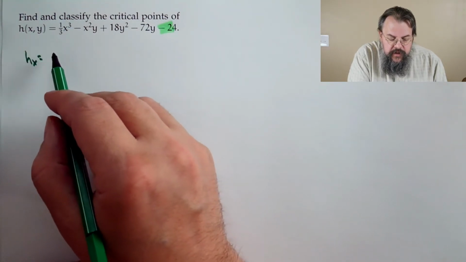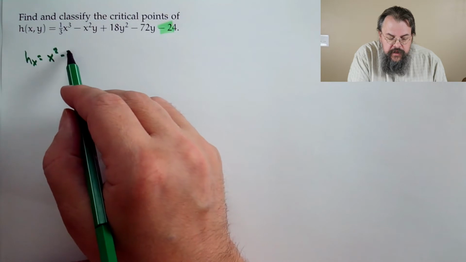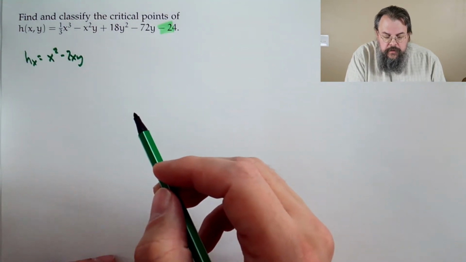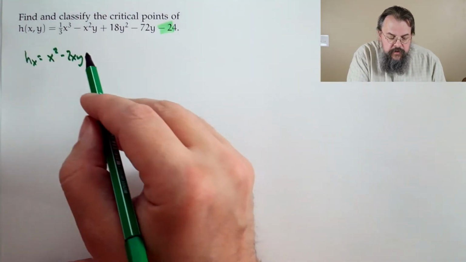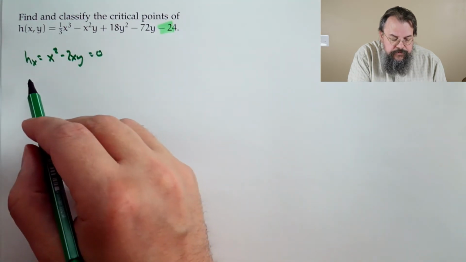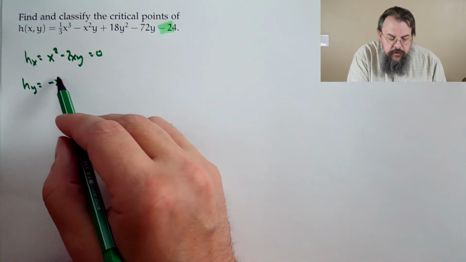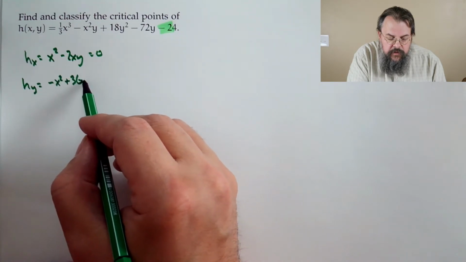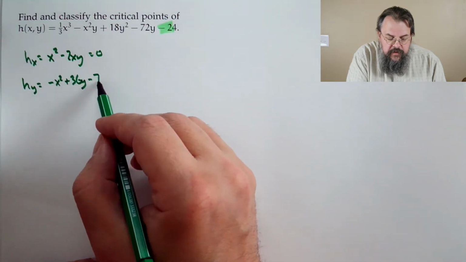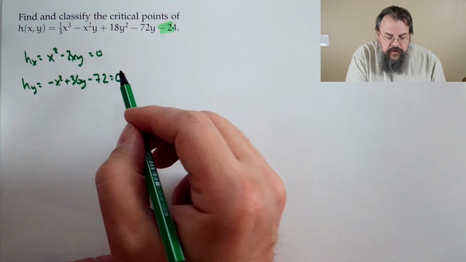H sub x. All right. X squared minus 2xy. Oh, that's nice. And no more x's. Okay, we're going to set that equal to 0. H sub y. Okay. Minus x squared plus 36y and minus 72. And we're going to set that equal to 0.